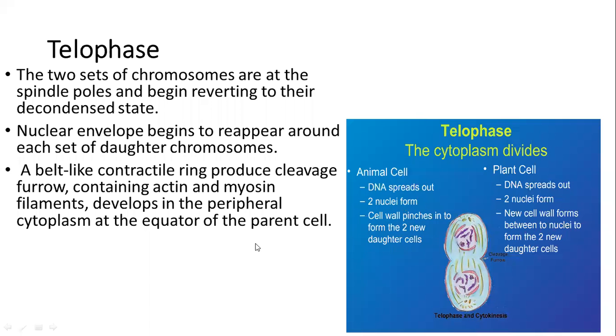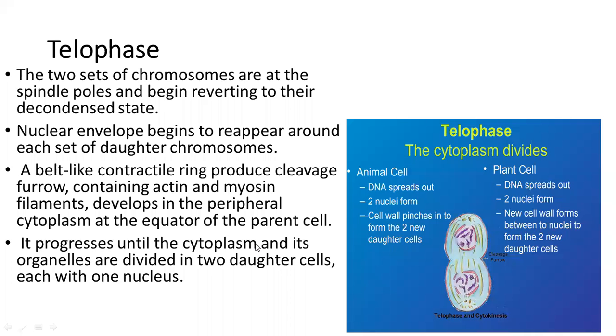And then we see that as it progresses, the cytoplasm and the organelles are divided into two daughter cells, each with one nucleus. So remember, the two daughter cells are separated through a cleavage furrow. In animals, it's called a cleavage furrow. In plants, it's known as a cell plate.